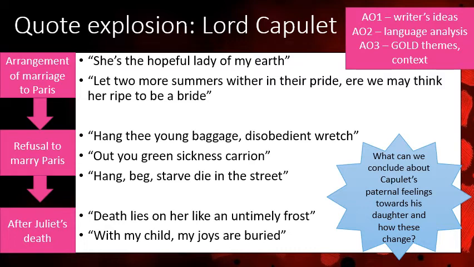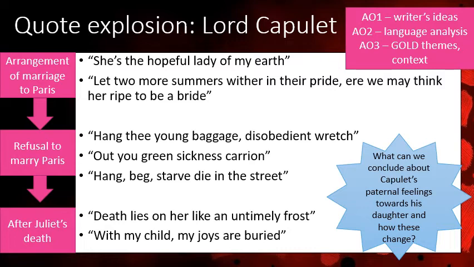He says, let two more summers wither. He wants two more years to pass before she can marry. So we get that sense of protection, actually. However, when she refuses to marry Paris just a short while later, he uses an aggravated imperative, "hang thee, young baggage." So he gives her a command. I would like to hang you, effectively. He calls her young baggage, that metaphor as though she's a burden or a hindrance on him.